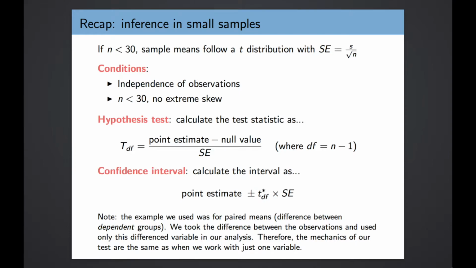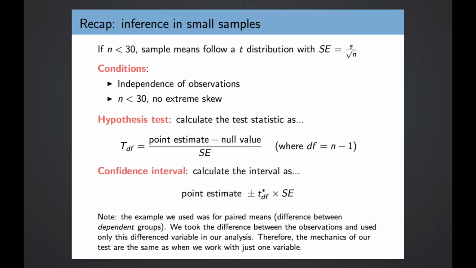So let's just recap what we did here. We have a sample that is less than 30, and if that's the case, then sample means are going to follow this t-distribution with a standard error that's equal to the standard deviation of the sample divided by the square root of n. We're still assuming that our observations are independent of one another and that we don't have extreme skew in our data. We are going to calculate our t-test statistic as the point estimate minus the null hypothesis value divided by the standard error.